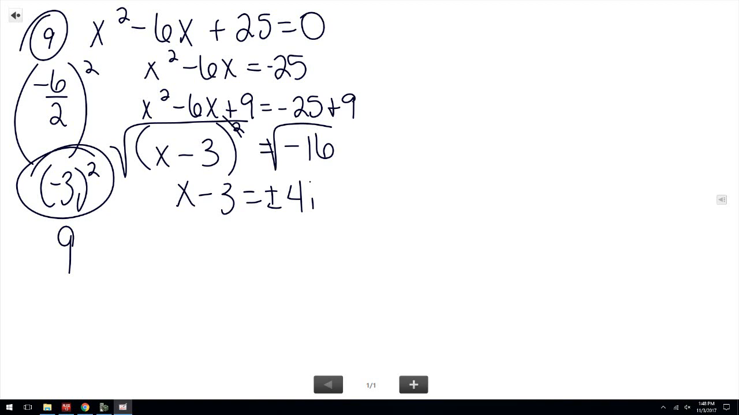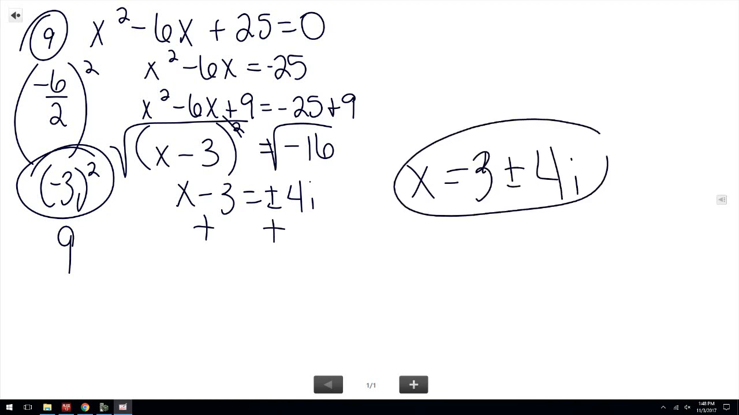But I'm not done yet, because I don't have X by itself. Add the 3. Can I add the 3 and the 4 and subtract the 3 and the 4? No. Why? Because it's got the i. Very good.